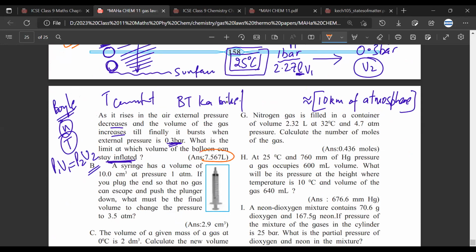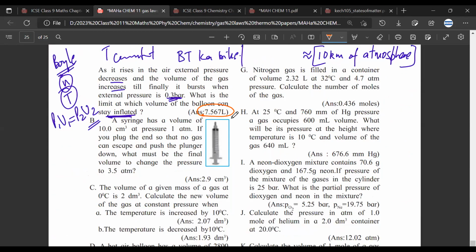So see, what we need to understand is because they haven't talked anything about the temperature, we'll assume the temperature to be constant. But try to compare this question with this question. At 25 degrees Celsius, 760 mm Hg, gas occupies 600 ml of volume. What will be the pressure at the height where temperature is 10 degrees Celsius and volume is 640? So if you see here, the pressure is changing, the volume is changing, as well as the temperature is changing. All the three are changing. But if you observe, the number of moles remains the same.